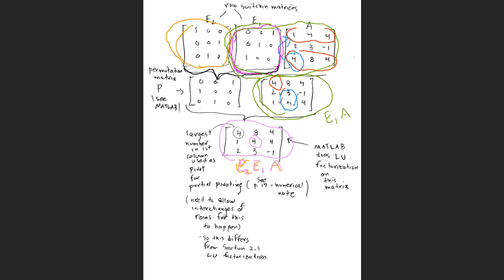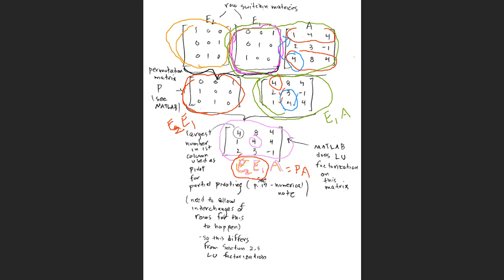Now, the product of these two elementary matrices, E2 times E1, is called P. And that's known as a permutation matrix. So if you look up here, this red matrix that I'm circling, that's the P matrix. That is E2 times E1. And all the permutation matrix is, it's just the identity matrix where you're switching around the rows.